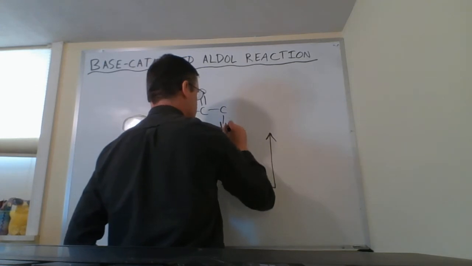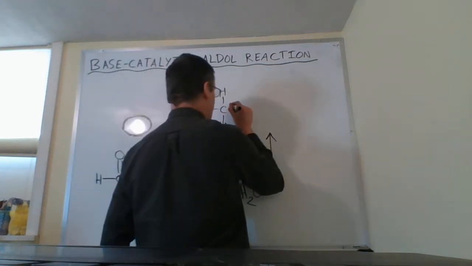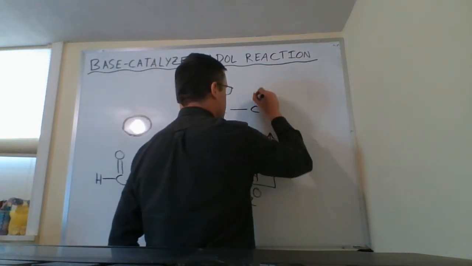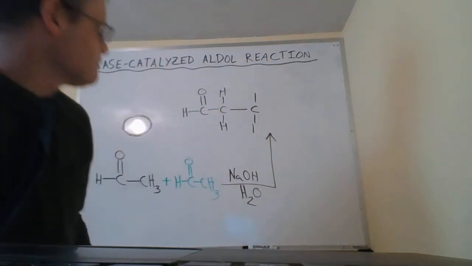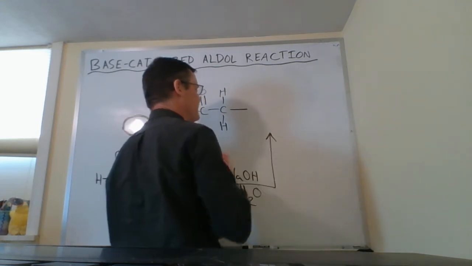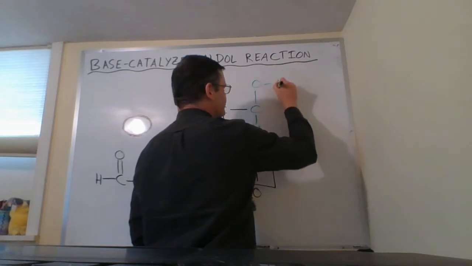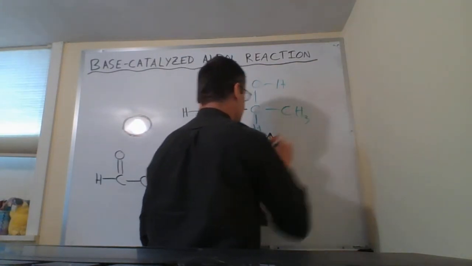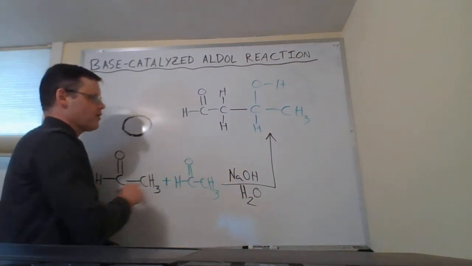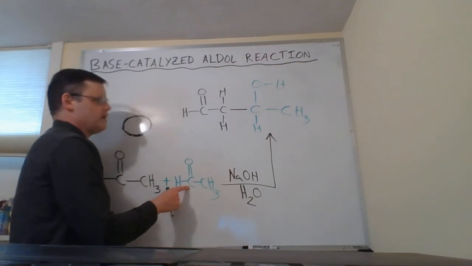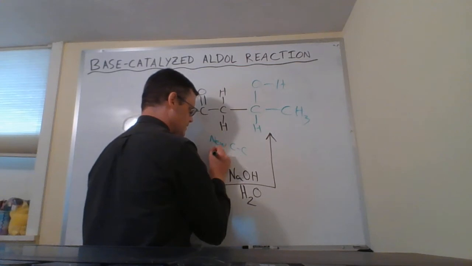What's going to happen is we're going to form a bond between that alpha carbon. Oops, I want this to be green. There was a reason I used two colors. Okay, between that. So we're forming this CC bond, between the alpha carbon of one of our reactants and the carbonyl carbon of the other reactant. And so this would be our new CC bond.